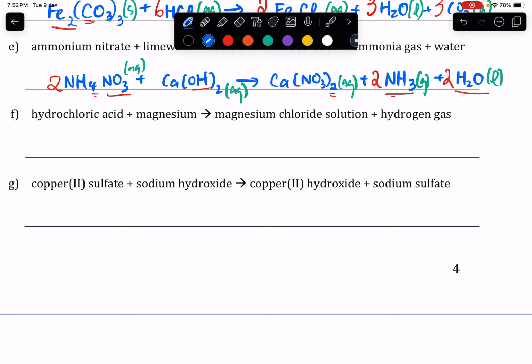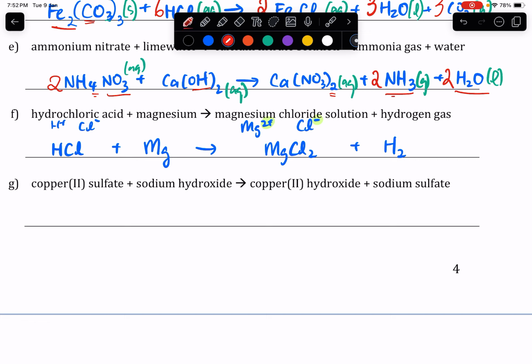Okay, hydrochloric acid, again H plus, Cl minus, so the formula is HCl. Magnesium, notice that it is magnesium on its own, so as a metal, its formula is just Mg. It forms magnesium chloride, Mg 2 plus, Cl 1 minus. For charges to balance, I will need MgCl2. Okay, hydrogen gas exists as H2. So now let's try and balance.